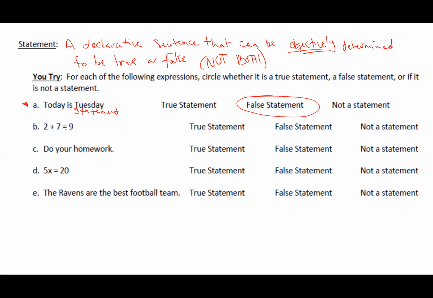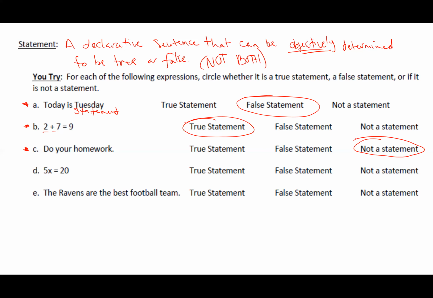2 + 7 is equal to 9. So is this, first off, can I determine whether or not this statement is true or false? I can, and I can objectively measure it. If I add 2 to 7, do I get 9? Yes. Do your homework. Can I objectively measure whether or not this is true? No, this is an example of a command. This is not an actual statement. There's no way I can determine it's true or false, that you should do your homework. So to say true or false, it doesn't even make sense. I'd have to say not a statement.